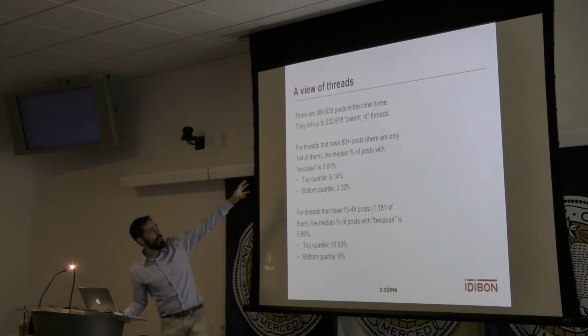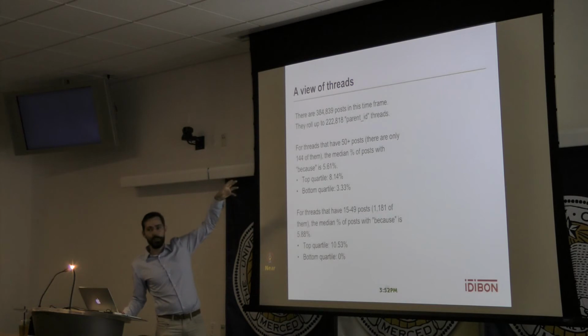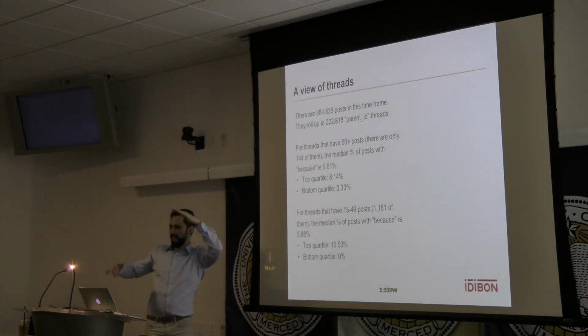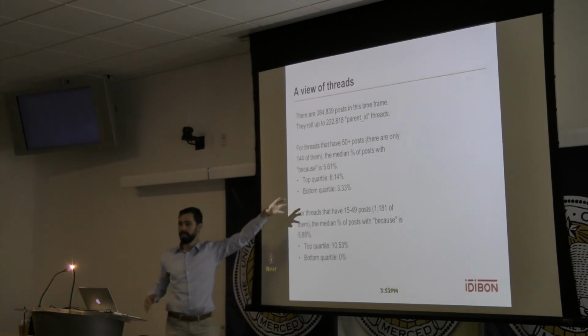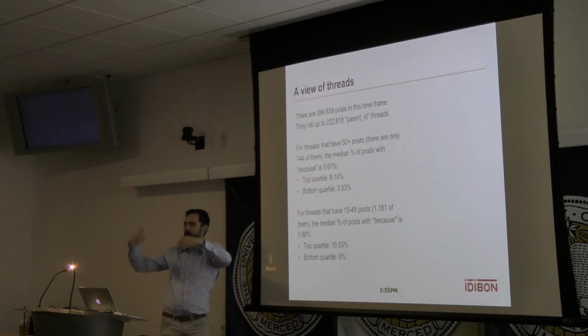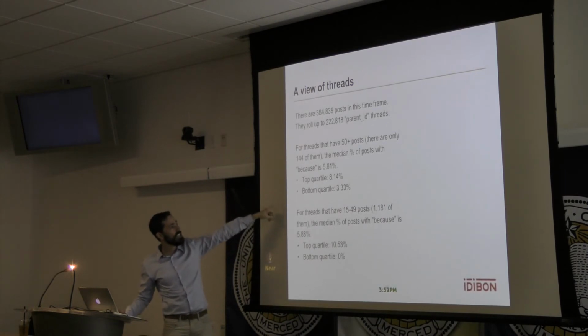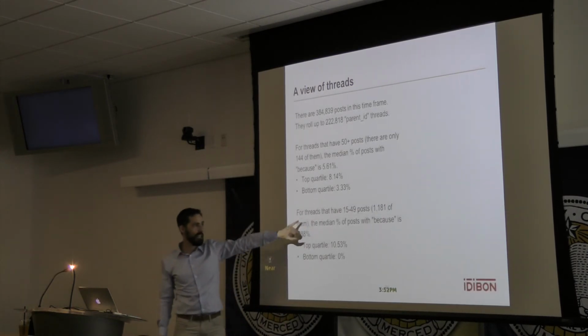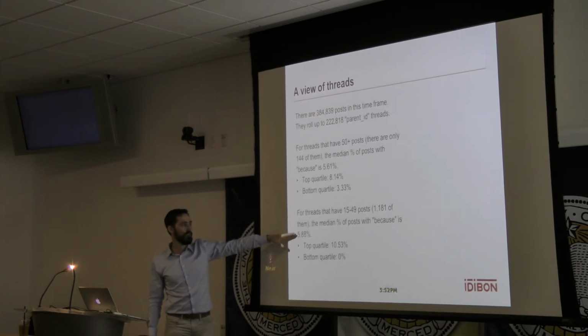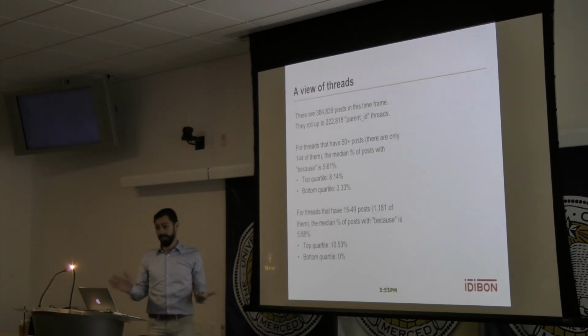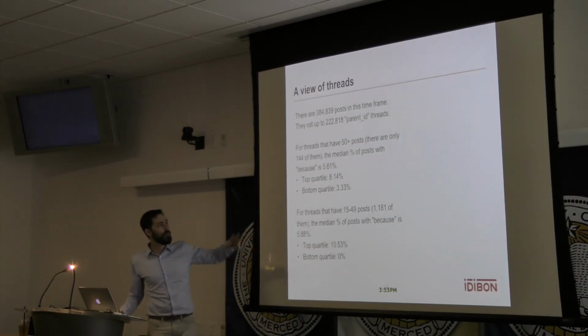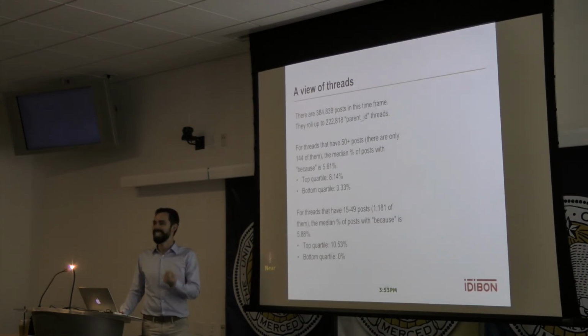So there are 384,000 posts in the time frame. Well, 385. They roll up to, most of them are singleton threads, right? So like there's a thread and it doesn't get followed. But a few of them have really long threads, right? So for threads that have 50 or more posts on them, there are only 144 of those, right? So mostly posts just sort of float out there and nobody comments on them. But if we take threads that have 15 to 49 posts, there are 11,000 of them, then we see that sort of this median is more about like 6%, and then the top quartile is 11%, and the bottom quartile is, as you guess, 0. So threads themselves seem to have different propensities to becausing.